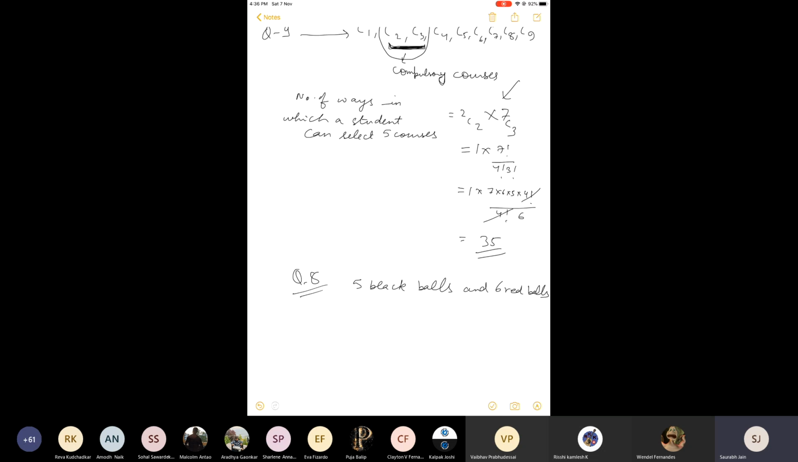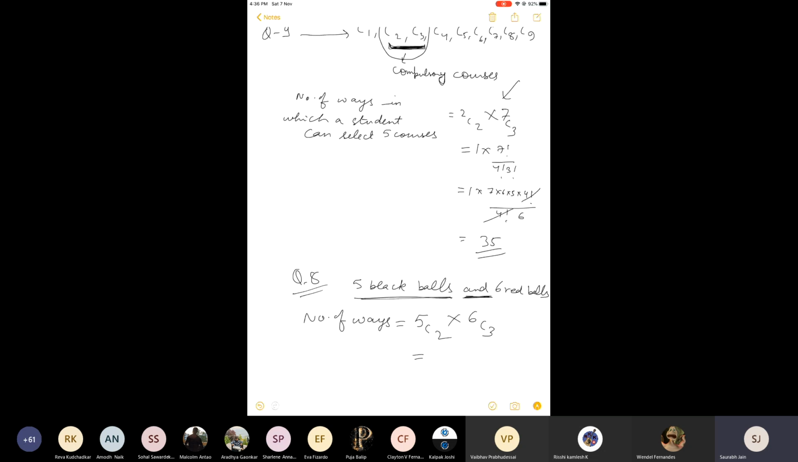Straightforward question. Number of ways. I'm not writing the whole thing, you are just supposed to repeat that sentence. Number of ways in which we can select 2 black and 3 red balls. Now 2 black balls can be selected in 5C2 ways, because how many black balls are there? 5. And you have to select 2. How many red balls are there? 6. You have to select 3. And clearly the word and is coming, so into. This is your answer.